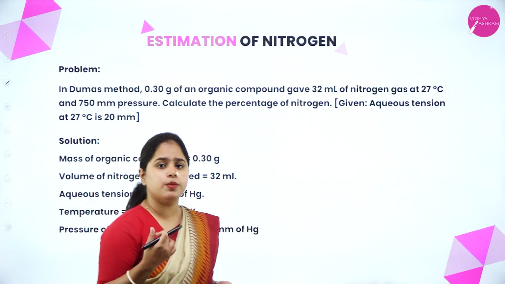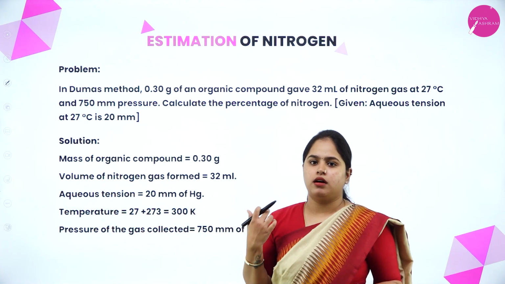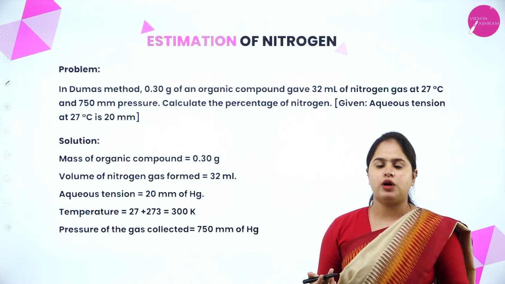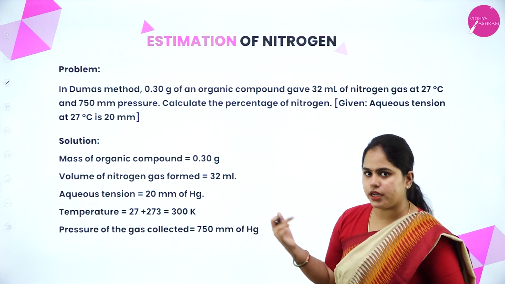So this was the first method to determine the percentage of nitrogen, that is the Dumas method. Now, let's do a numerical based on it.